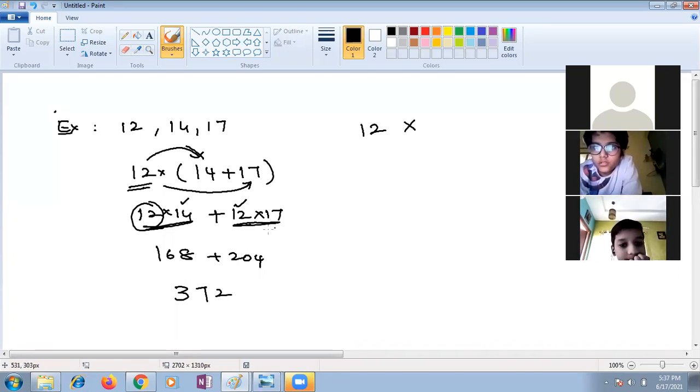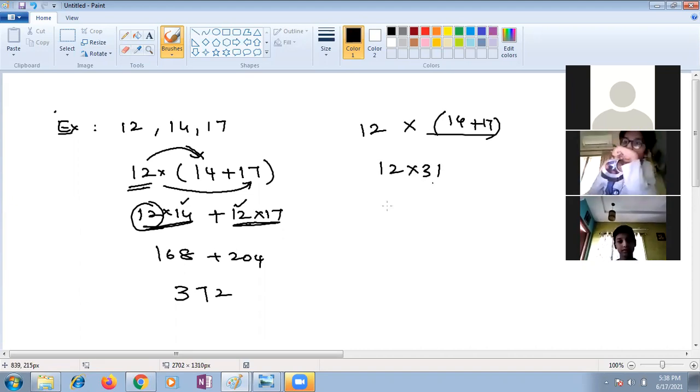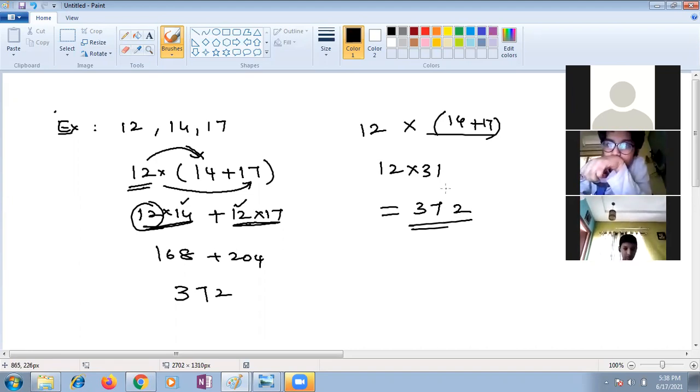So 12 multiplied with 17. If you multiply this, you will get the same. Here, you are combining child 1 and child 2. What is 14 plus 17 together? 31. If you multiply also, you will get the same number, 372. This is one way. Same thing for subtraction.